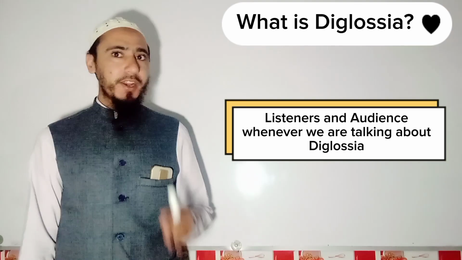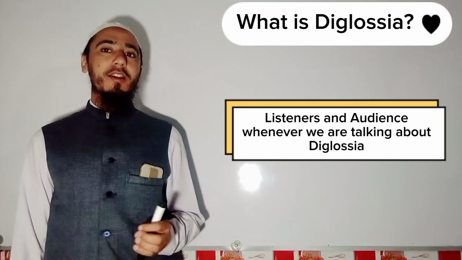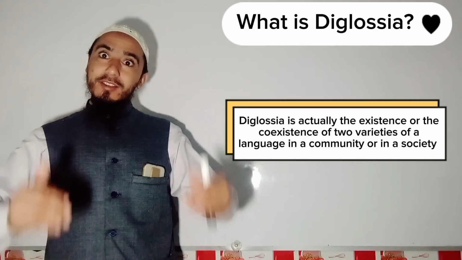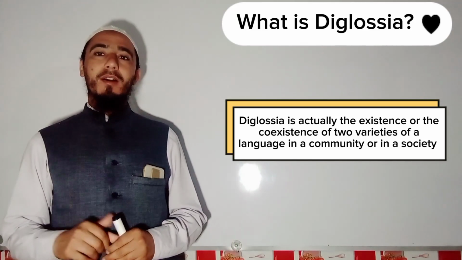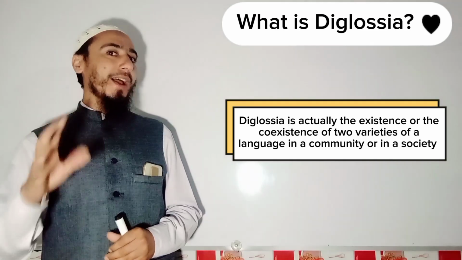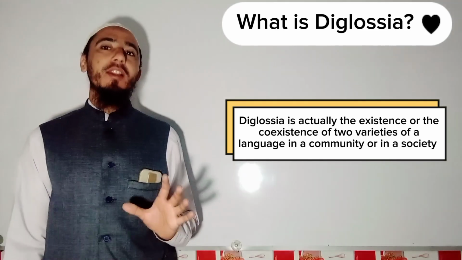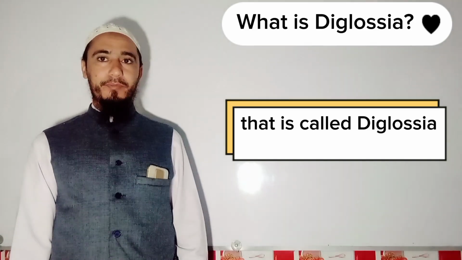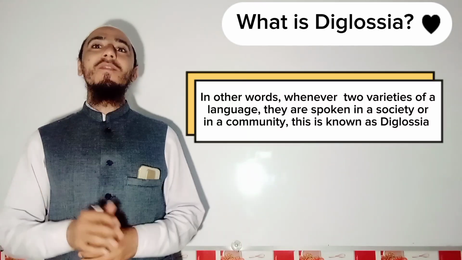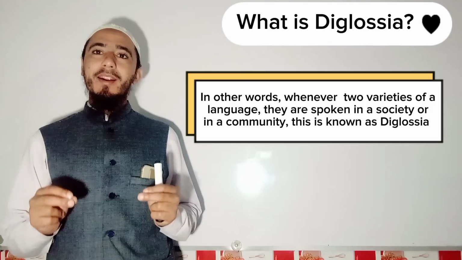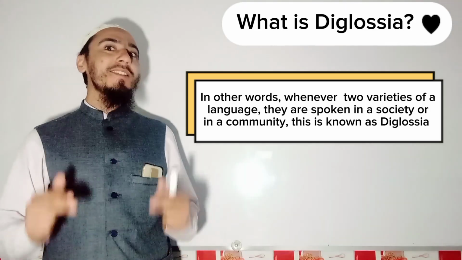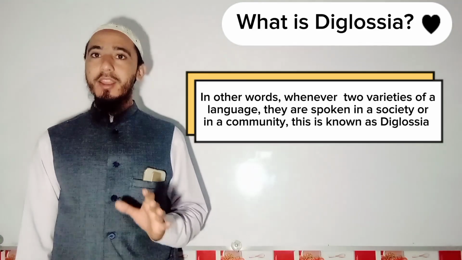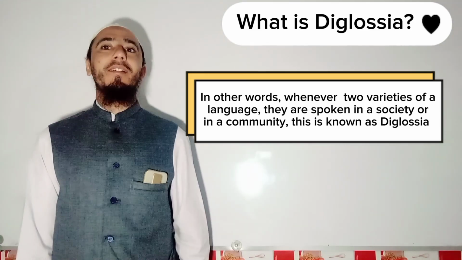Listeners and audience, whenever we are talking about diglossia, diglossia is actually the coexistence of two varieties of a language in a community, in a society. That is called diglossia. In other words, whenever two varieties of a language are spoken in a society or in a community, this is known as diglossia.